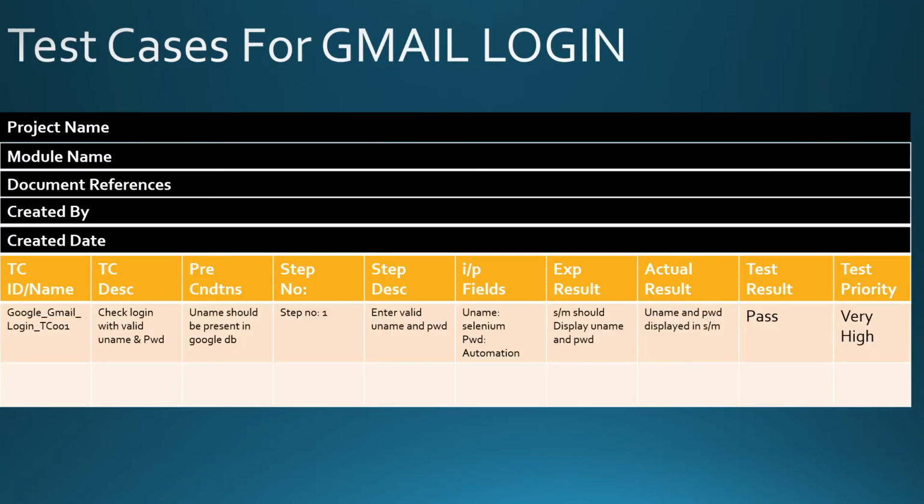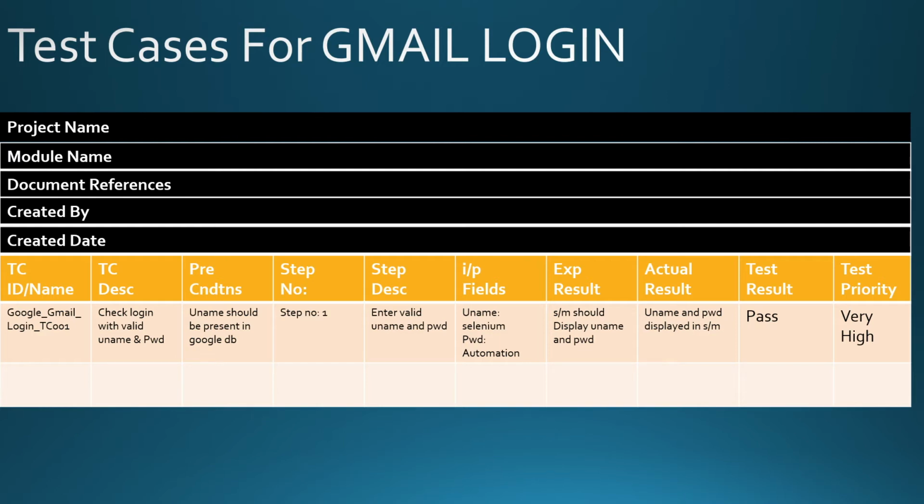In the same way, what is our test case ID or name here? Test case ID is TC001. The test case name is Google Gmail login. The test case description is check login with valid username and valid password. What are the preconditions here? Username should be present inside the Google database. That is our step number 1. The step description is enter valid username and enter valid password.